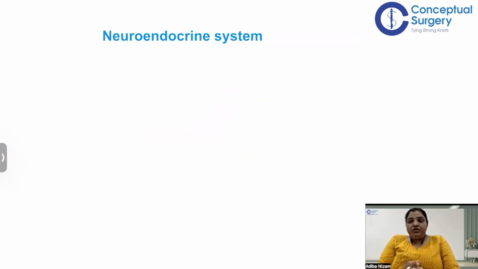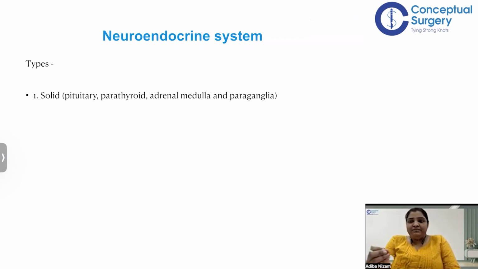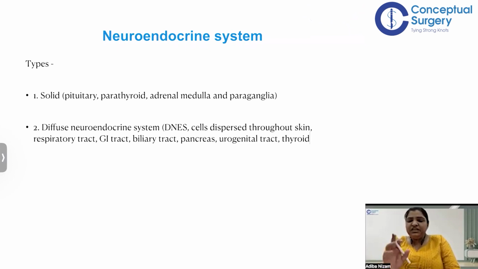In our body, the neuroendocrine system is composed of two distinct forms. One is the solid neuroendocrine system, where we have well-formed glands in the form of the pituitary, the parathyroid, the adrenal medulla, and the paraganglia. Then we have the diffuse neuroendocrine cells, which are distributed throughout organs such as the GI tract, the respiratory tract, the pancreas, thyroid, thymus, and the urogenital tract.